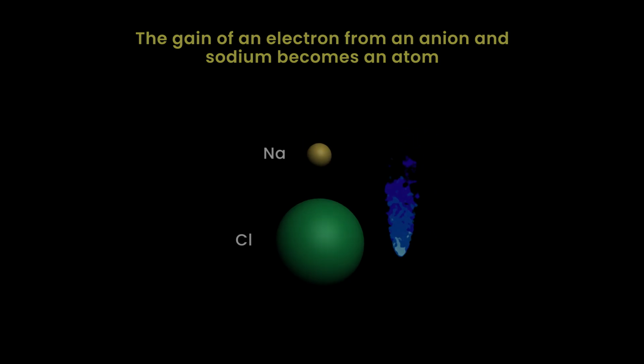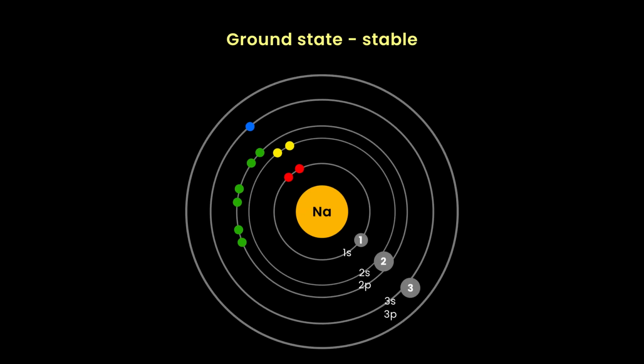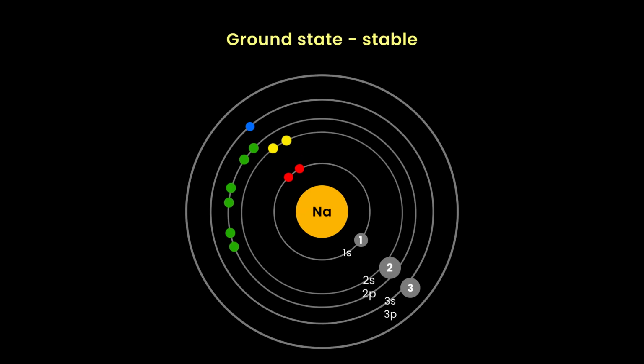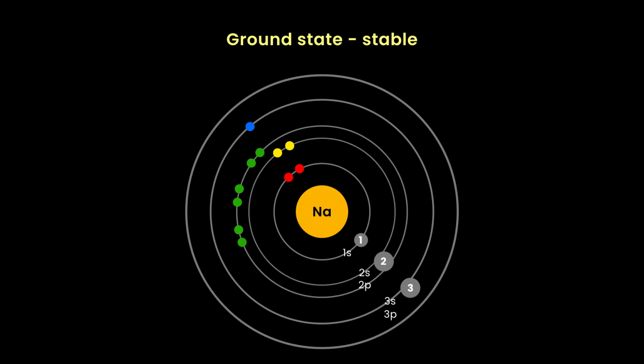Let's look at the ground state electron configuration of the sodium atom. That is 1s2, 2s2, 2p6, 3s1.